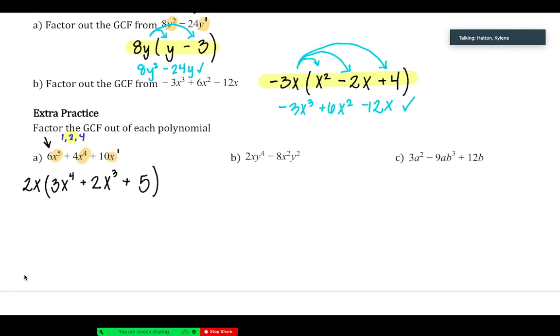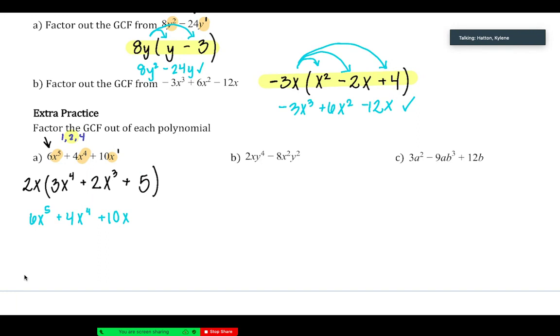And then remember, you can quickly check it to make sure you did it correctly by distributing. So 2x times 3x to the fourth would be 6x to the fifth. So that's good. 2x times 2x cubed would be 4x to the fourth. So that's good too. And then 2x times 5 would be 10x. So that brings us back to our original problem, which means that we pulled out the greatest common factor correctly.